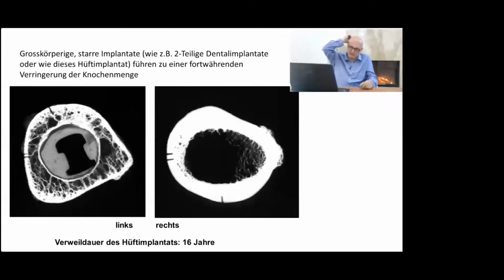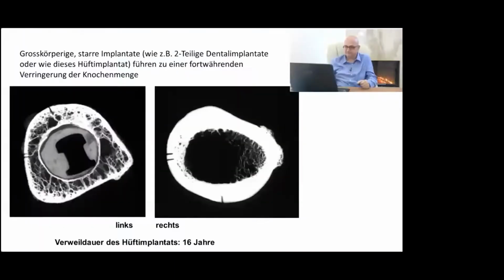So why am I showing you this? I'm showing you this to explain that whenever you put in a stiff implant, the stress shielding effect is going to happen, and you're going to see atrophy. You're going to see a loss of bone. And this is not only true for the hip implant, this is also true for dental implants, for stiff dental implants, especially this tube type.